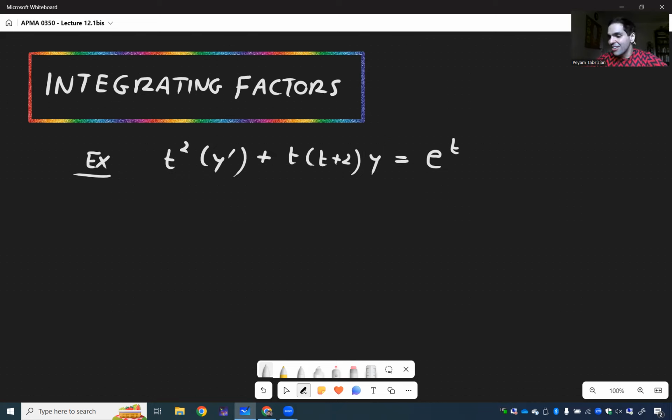Not because it's the title of the video, but because you can put it in the form y prime plus p of t y equals f of t. So whenever you can put the ODE in that form, that's when you use integrating factors. And in fact, we can do that. So this is called standard form. So don't forget to put it in standard form.